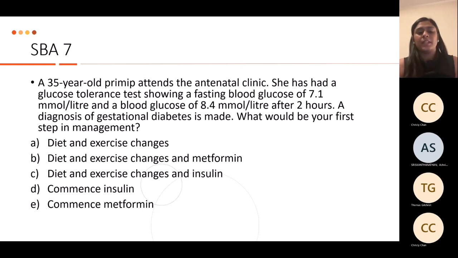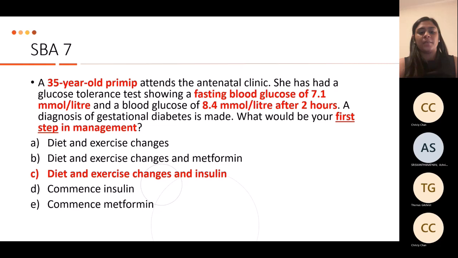Okay, so in this case, we are talking about diet and exercise changes as well as insulin. The reason for this is actually predominantly due to the fact that she has a fasting blood glucose of more than 7. So when you look at the guideline that's most recently come out, it effectively shows that anything more than 7 should really be treated with diet and exercise changes, as well as insulin plus or minus metformin.